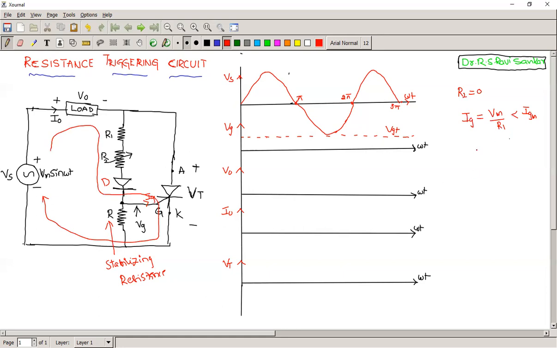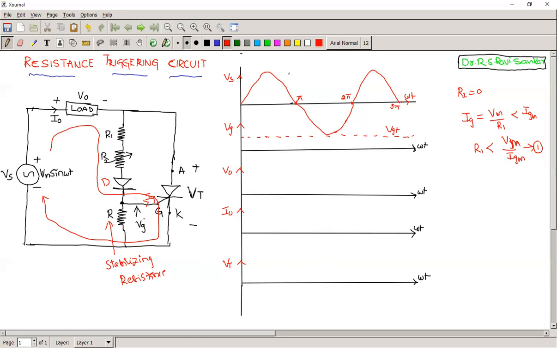Now you have to find the value of R1. R1 should be less than Vm by Igm. This is expression 1. From this expression, we find the value of R1. R1 limits the gate current. It makes sure that the gate current is less than the maximum gate current of the SCR, which is given by the manufacturer.